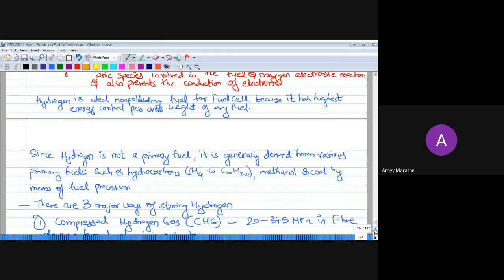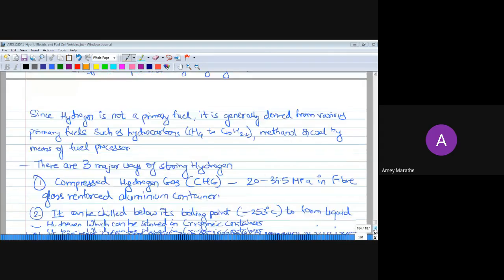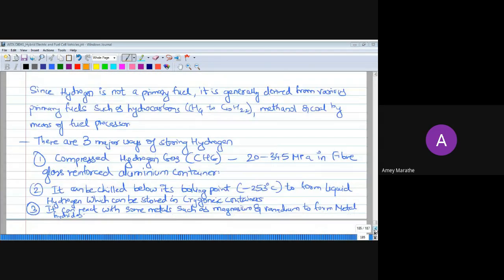Now there are three different ways in which you can store the hydrogen. One, we can store the hydrogen in the form of compressed hydrogen gas, which is CHG, and it can be compressed to a pressure of 20 to 34.5 MPa, and it can be stored in a fiberglass reinforced aluminum container.